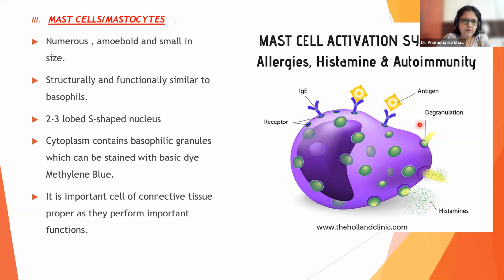Then, this is generally a 2 to 3 lobed S-shaped nucleus. You can see this. Cytoplasm contains basophilic granules, which can be stained with basic dye, that is methylene blue. It is an important cell of connective tissue proper as they perform certain important functions.